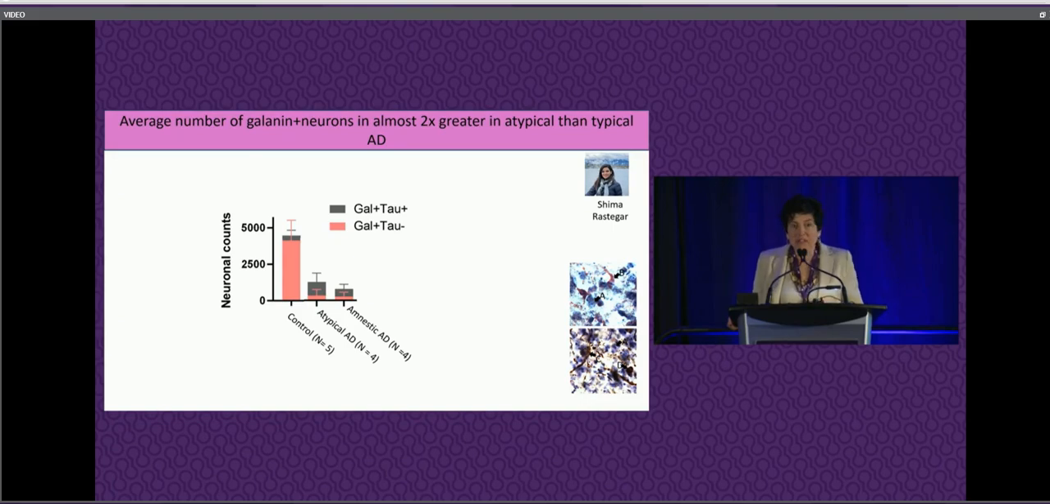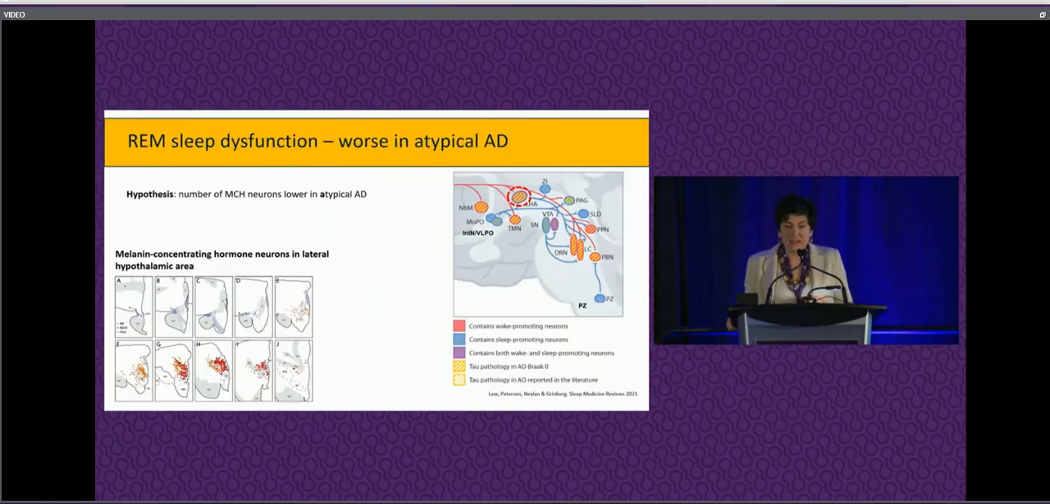So, you know, maybe this is a one-off, maybe it's because atypical Alzheimer's disease patients die early, so they didn't have time to lose neurons, so we had to look in another area, right? And this is exactly what we did. This time, we looked at an area that controls REM sleep. REM sleep is the one that is worse in atypical Alzheimer's disease. The nucleus that we looked at is the melanin concentrating hormone population. This is a very important neuronal population located in the lateral hypothalamic area, very close to the orexinergic neurons, one of the main drivers of REM sleep.